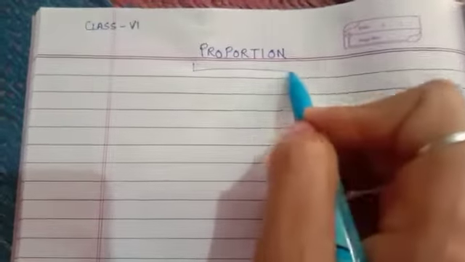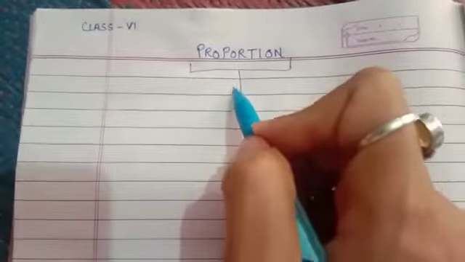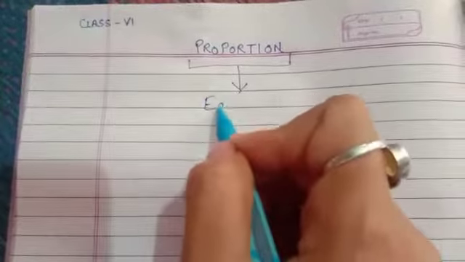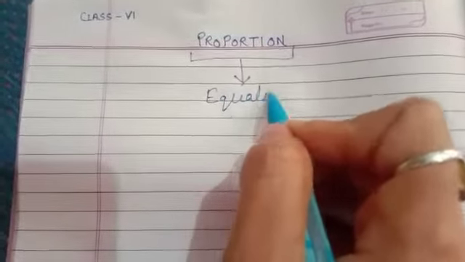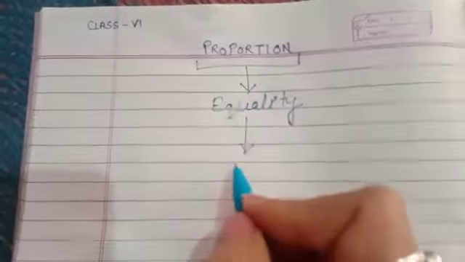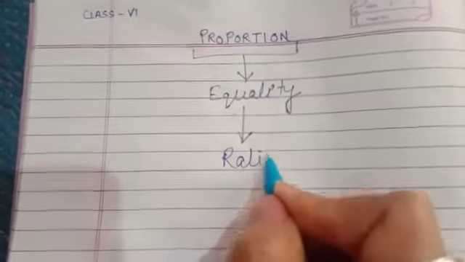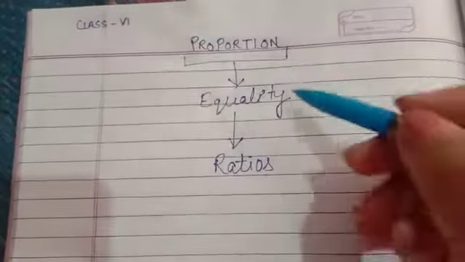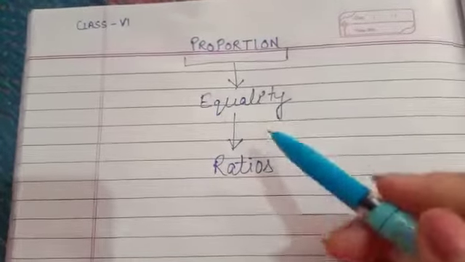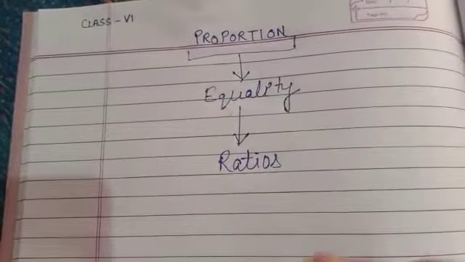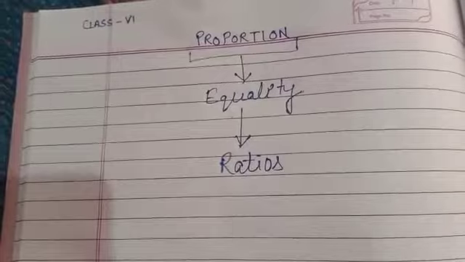In general, in simple words, if I tell you what proportion is, then proportion is nothing but equality. Equality means equal. But equality of what? Equality of ratios. Equality of ratios means that when two ratios are equal, then we will say that both are in proportion.